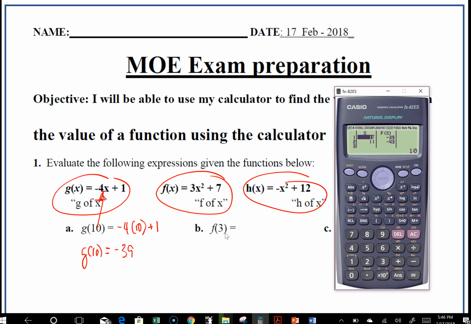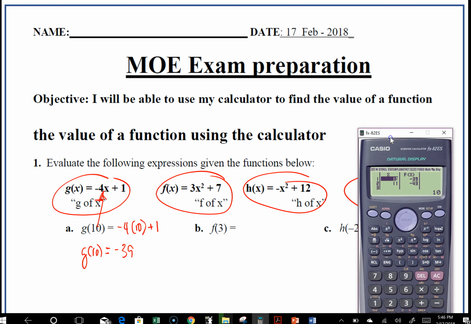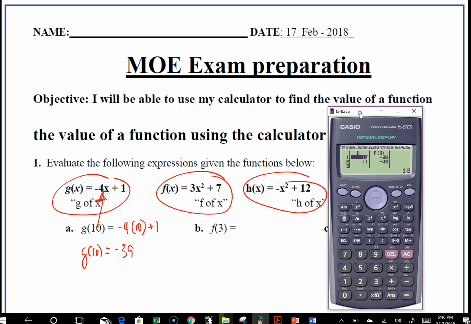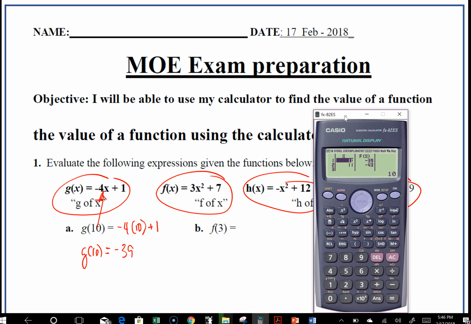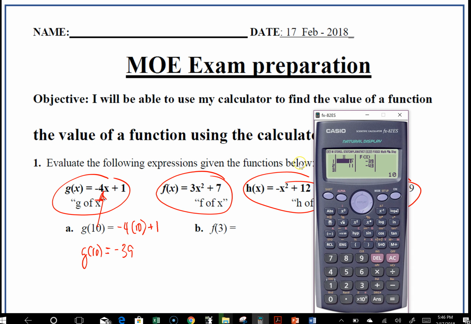So it says g. Let's actually do, let's see, let's go ahead and do f of x. All right, so f of x is 3x squared, so I'm going to go here. 3 for my table. F of x is 3. I need an x, so I'm going to go alpha. Now this is not the x I want for multiplication. So I'm going to go 3 alpha x. I need to square it plus 7.